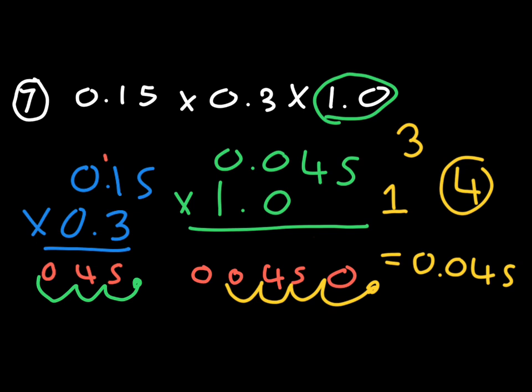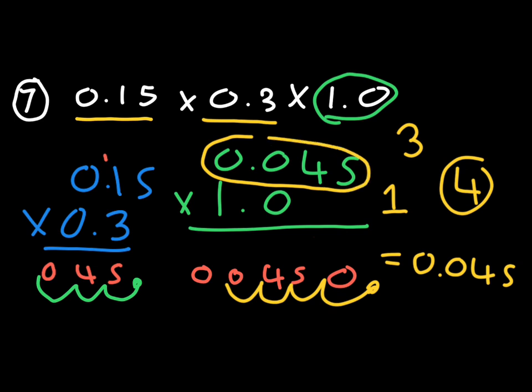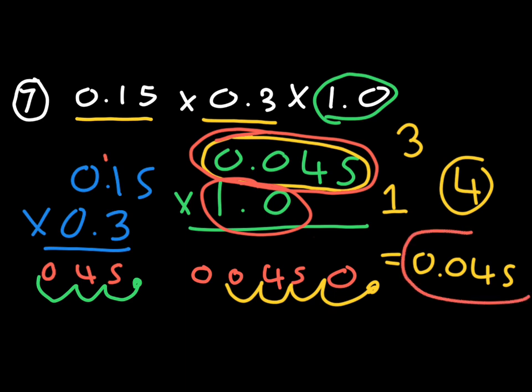If you had multiplied 0.15 by 0.3, remember we got 0.045 as our answer. We then multiplied that answer by 1, and as we should all know, anything multiplied by 1 is itself. And that is why when we multiplied 0.045 by 1, we kept 0.045. And that is our final answer for question number 7.